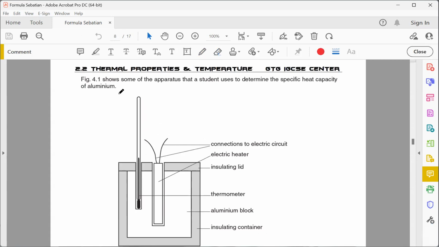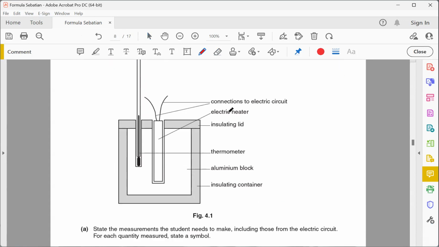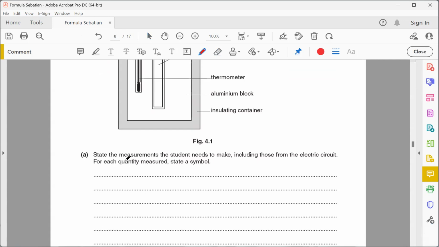If you look at the first question here, figure 4.1 shows some apparatus that the student uses to determine the specific heat capacity of aluminium. You have a lot of things: electrical circuit, electrical heater, insulating lid, thermometer, aluminum block, and insulating container. State the measurements the student needs to make, including those from the electrical circuit. For each quantity measured, state the symbol.